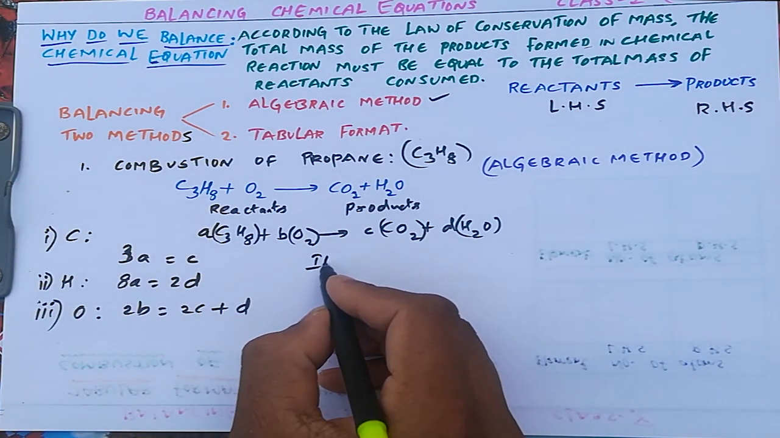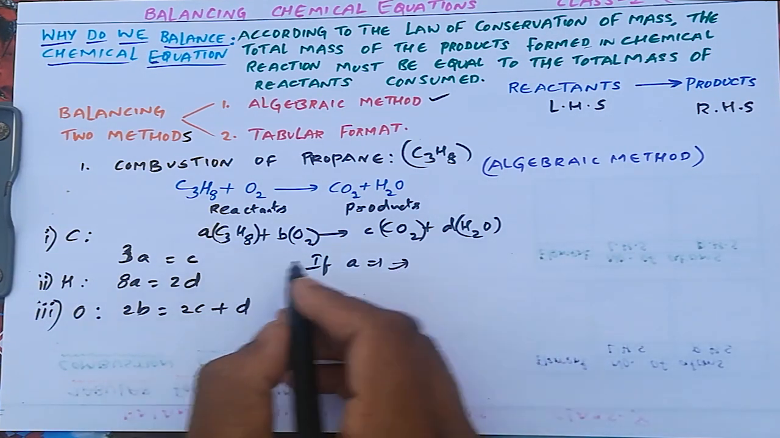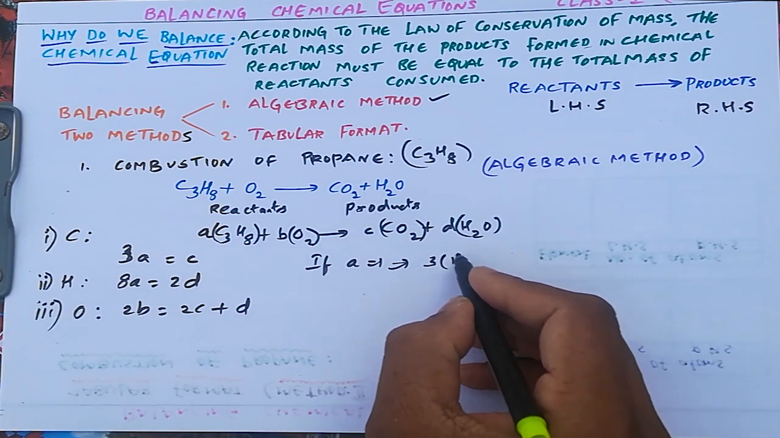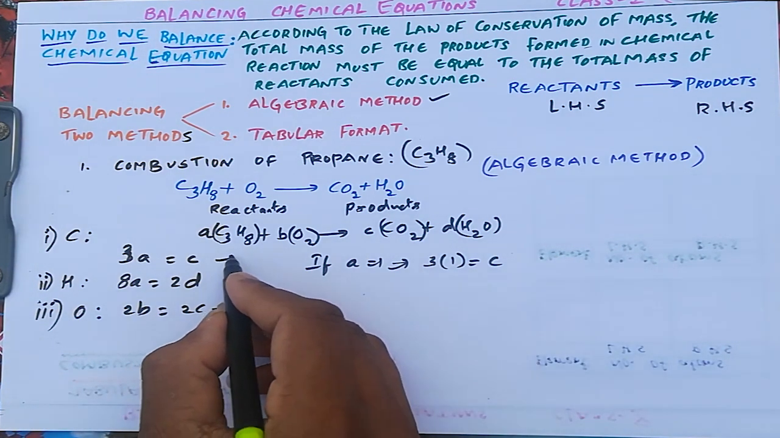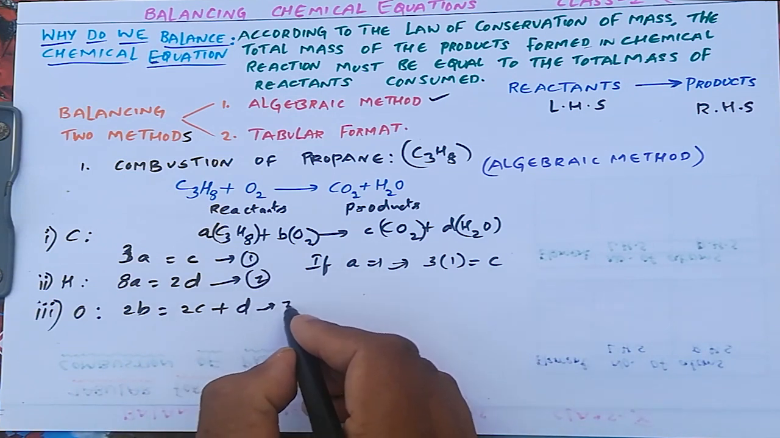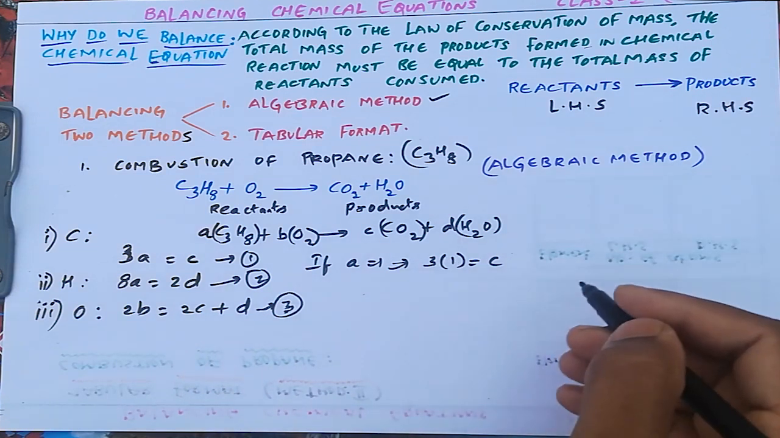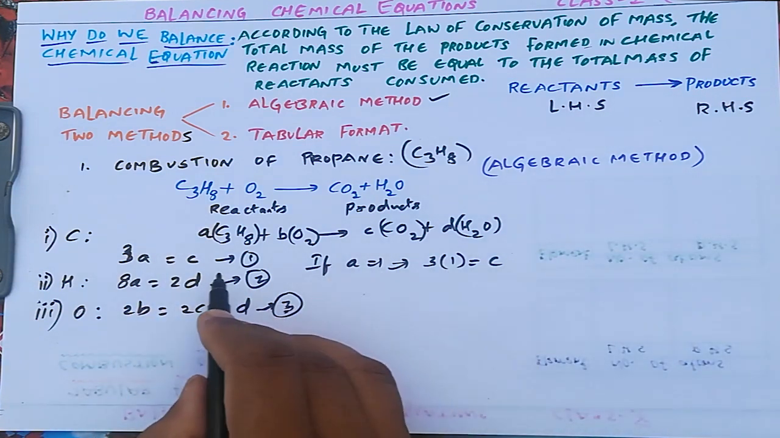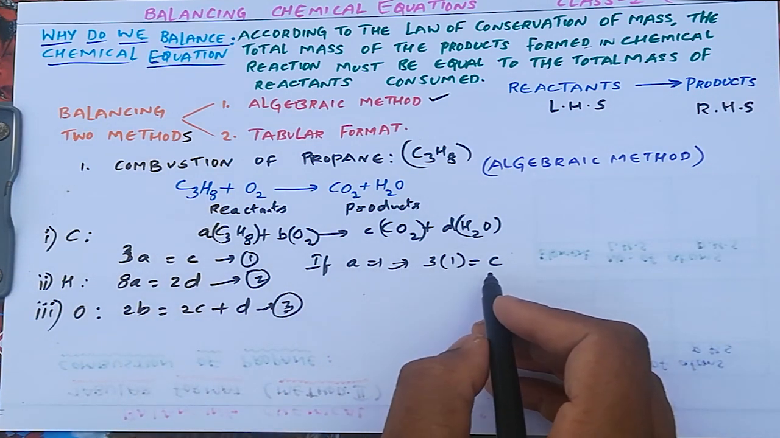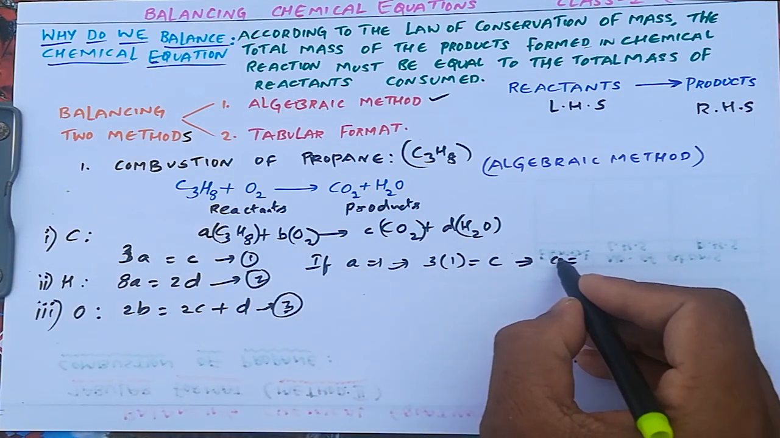So if A equals 1, what will happen? 3 into 1 equals C, the first equation. For better understanding, you can write the equations and give them numbers 1, 2, 3. So in the first equation, if you take A equal to 1, then C will become 3. Now C equals 3.